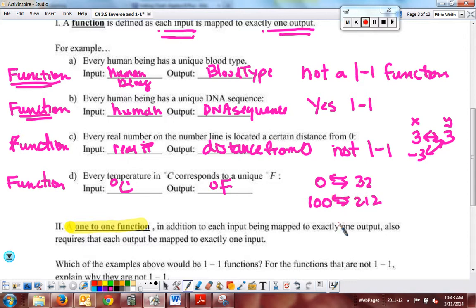So a one-to-one function would be something where, on a graph, for every x value, there's exactly one y value, and for every y value, there's exactly one x value. But if it's just a function, for every x value there's one y value, but for every y value there may be more than one x value. Maybe more than one.